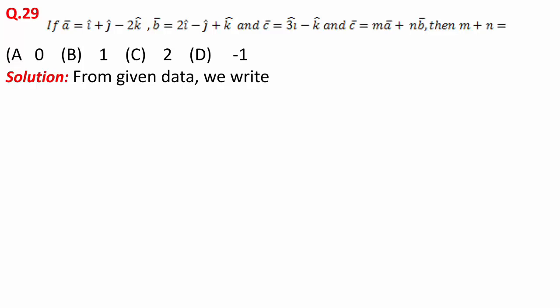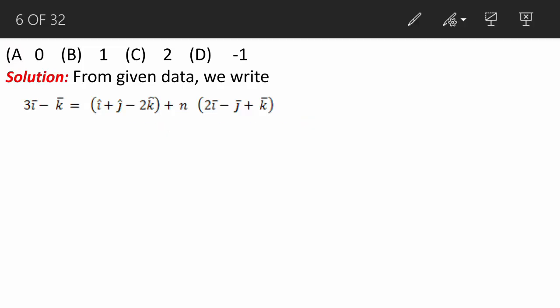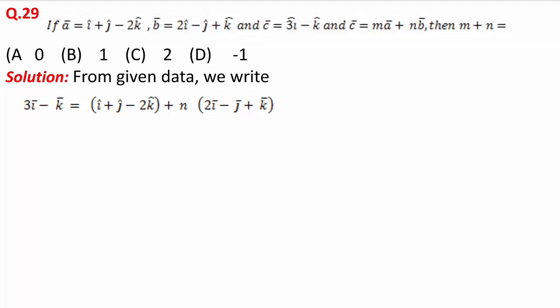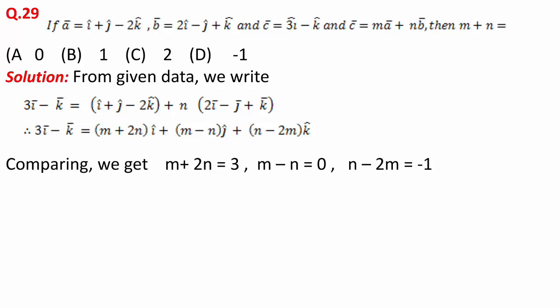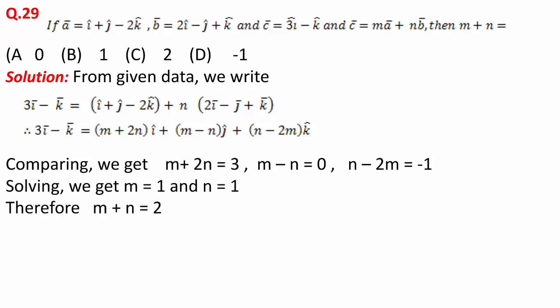Here from the given data we can write 3i minus k equal to m times (i plus j minus 2k) plus n times (2i minus j plus k), which is equal to (m plus 2n)i plus (m minus n)j plus (n minus 2m)k. Comparing this, we get m plus 2n equal to 3, m minus n equal to 0, n minus 2m equal to minus 1. And solving these equations, we get m equal to 1, n equal to 1. Therefore, m plus n equal to 2.